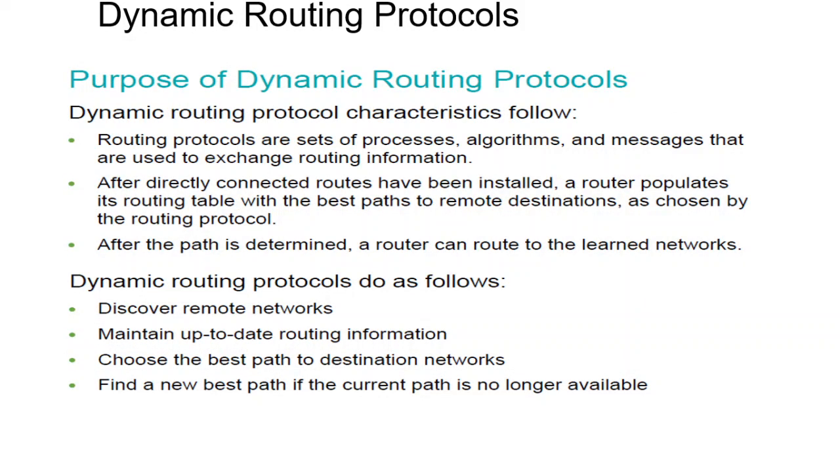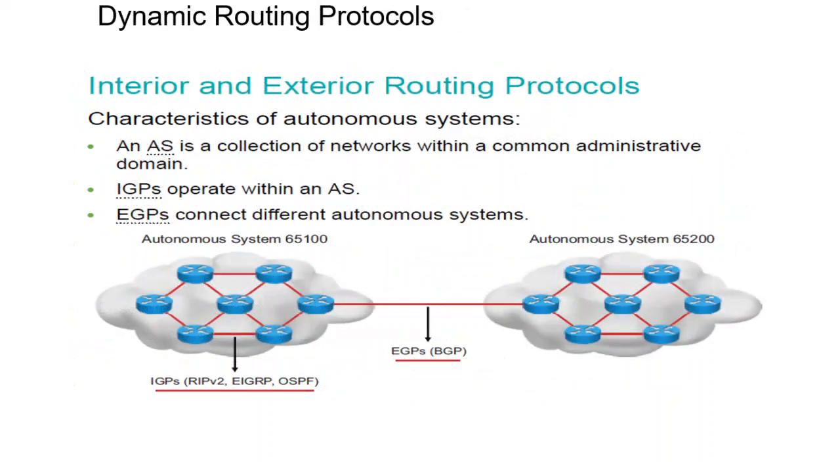Dynamic routing protocols do as follows. They discover networks, maintain up-to-date route information, and always choose the best path to the destination network because they are dynamic. And find a new best path if the current path is no longer available. You have interior and exterior routing protocols, characteristic of an autonomous system. An AS is a collection of networks with a common administrative domain. IGPs operate within an autonomous system. EGPs connect different autonomous systems, as you can see from the illustration.